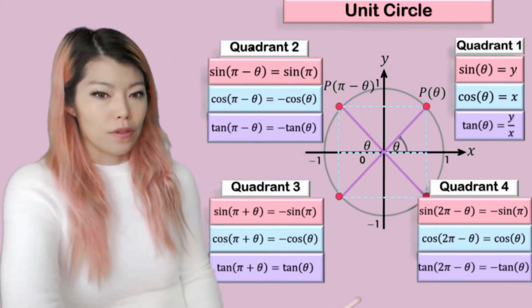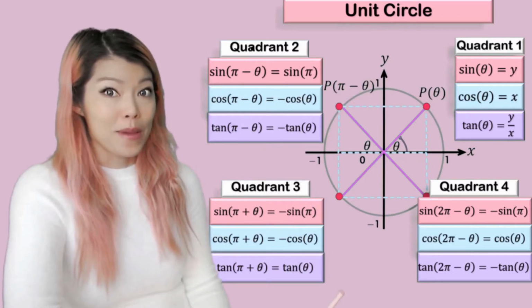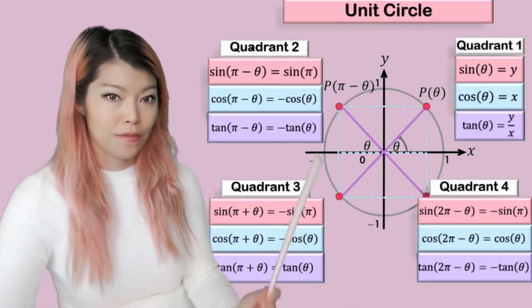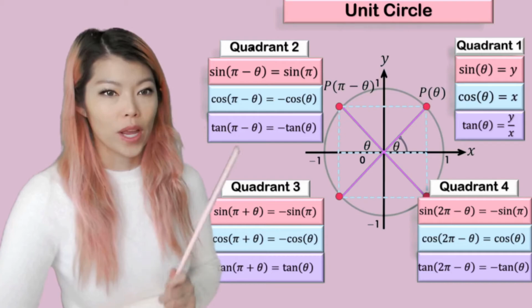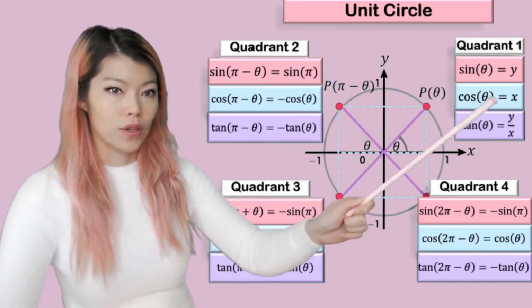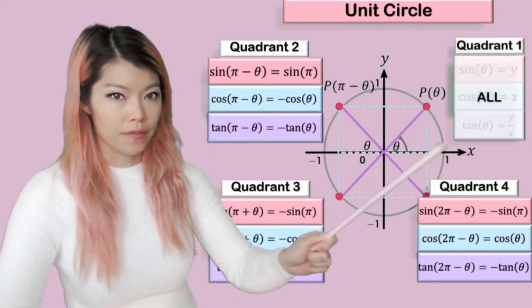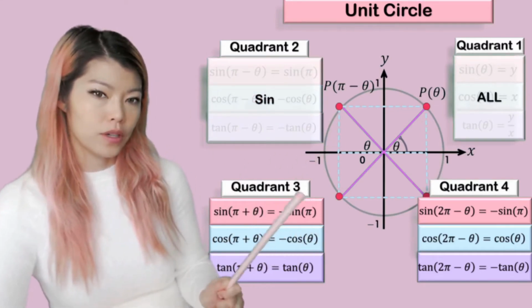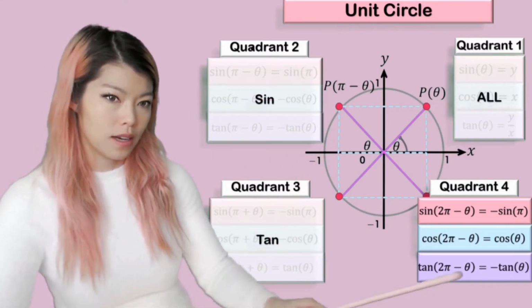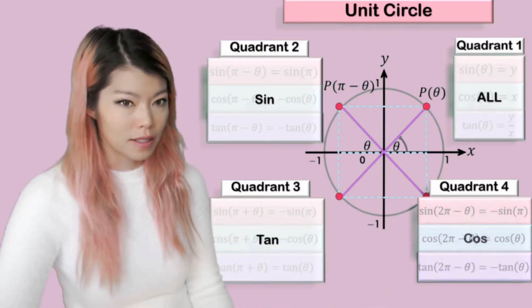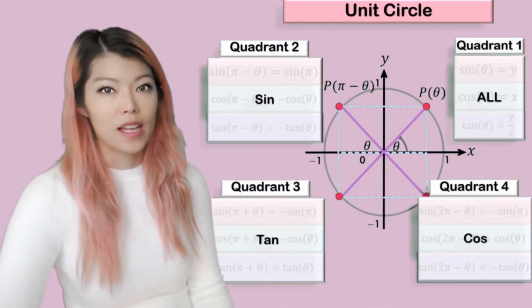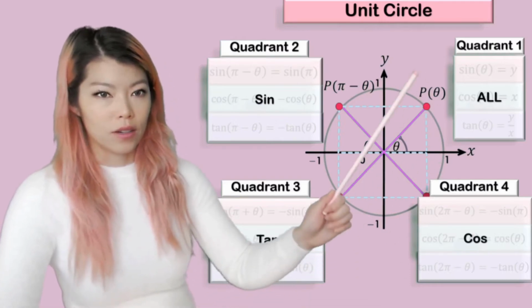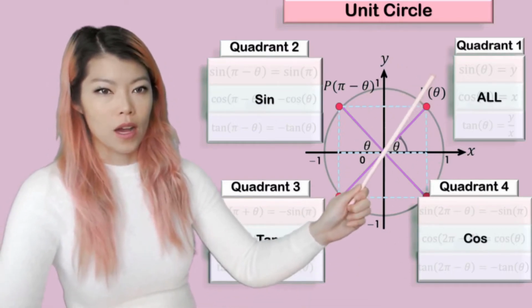So that's a lot of information, but we can simplify this and make it really easy to remember. The values are the same, we just have to figure out where it is positive and negative. We notice that all of them are positive here. Only sine is positive here, only tan is positive here, and only cos is positive there.